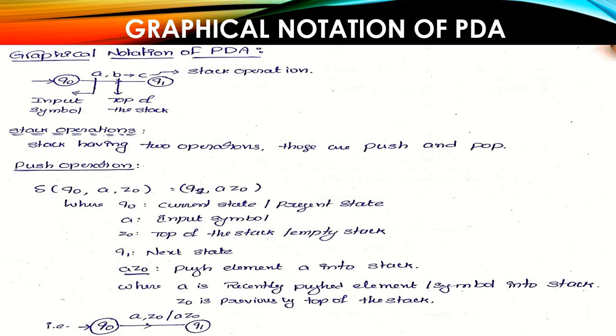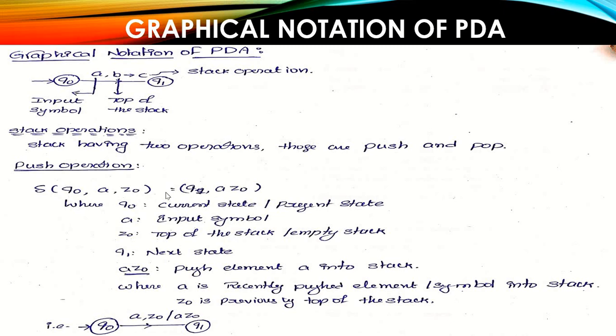Now we observe how we can represent different operations in the graphical notation or instantaneous description of pushdown automata. First, the push operation. To represent a push operation using ID, it can be written as delta of q0 comma a comma z0 equals q1 comma a z0, or delta of q1 comma a z0.